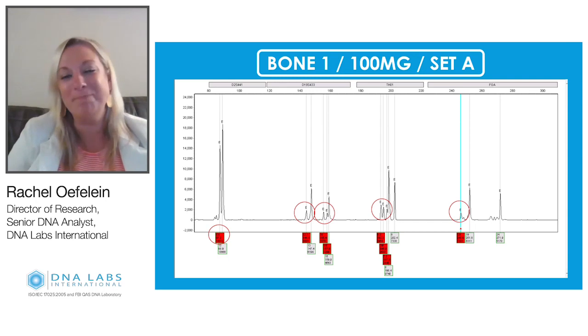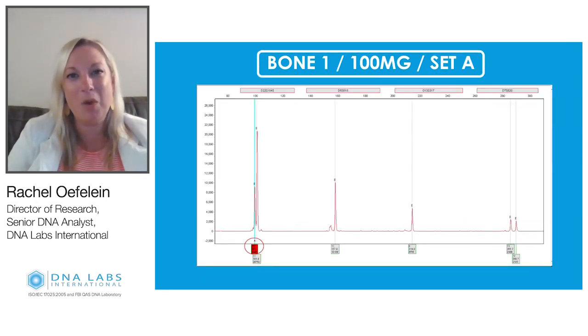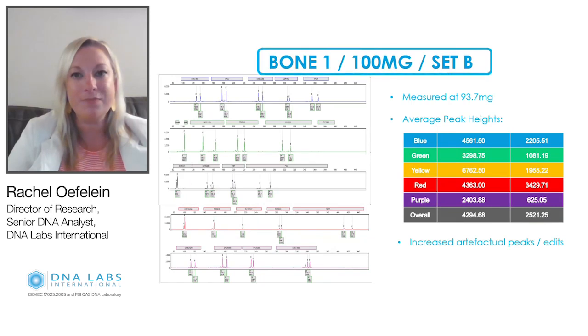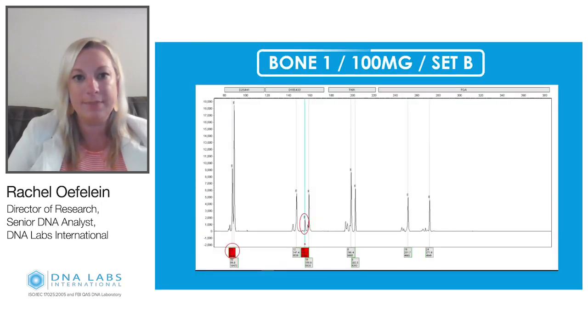We have endless summer. So here we have bone 1 at 100 milligrams, and this is for set A. You can see in the red dye channel too, we have this split peak here. So set B for 100 milligrams was pretty similar. We have those increased artifactual peaks and edits. Here zoomed in, you can see that as well.